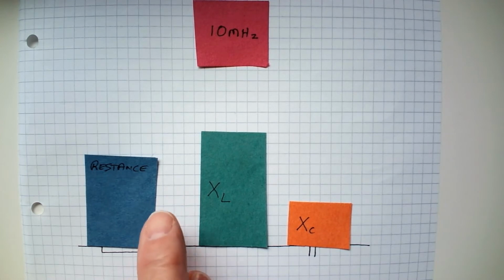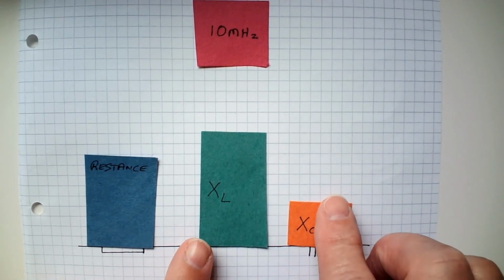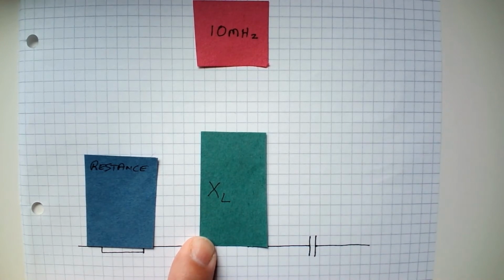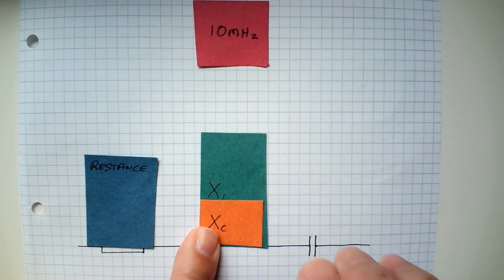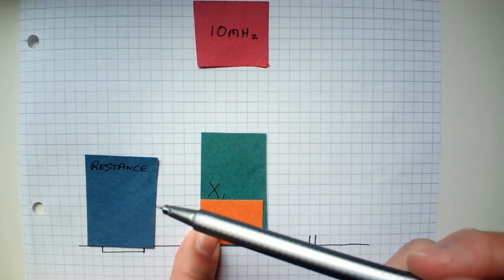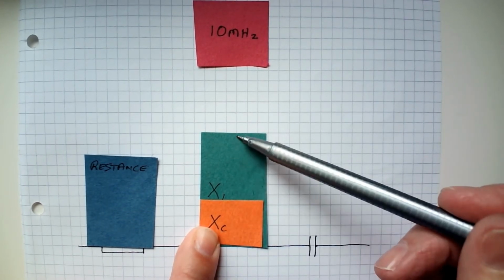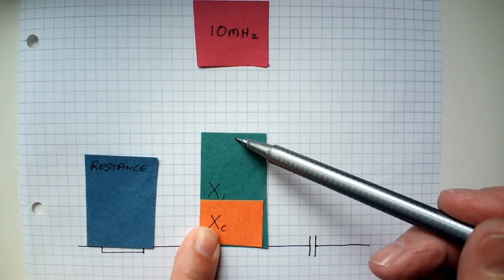So how much is the impedance of this circuit? Well, the capacitive reactance will cancel out some of the greater amount of inductive reactance, and the impedance of the circuit will be the resistance and that much inductive reactance.